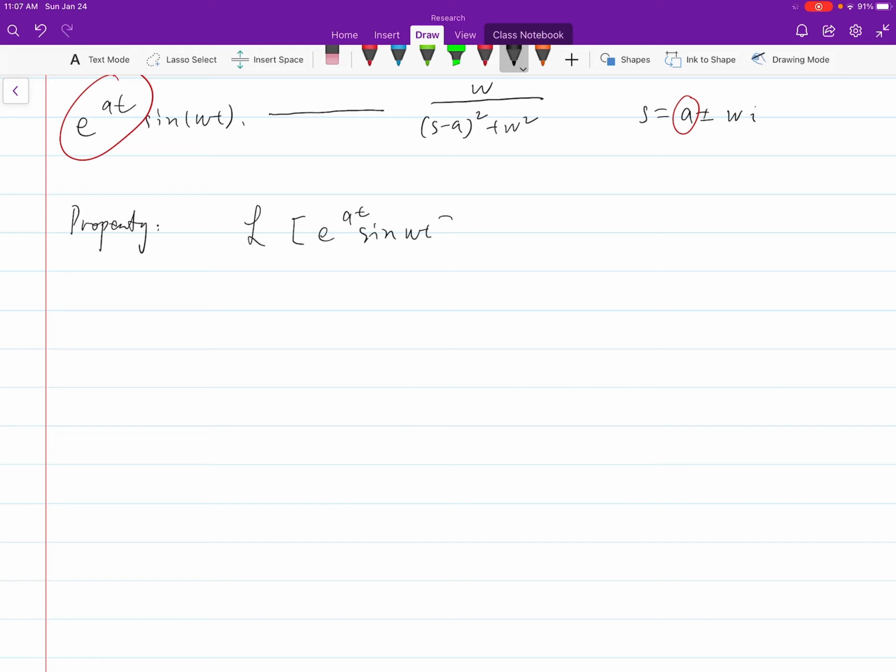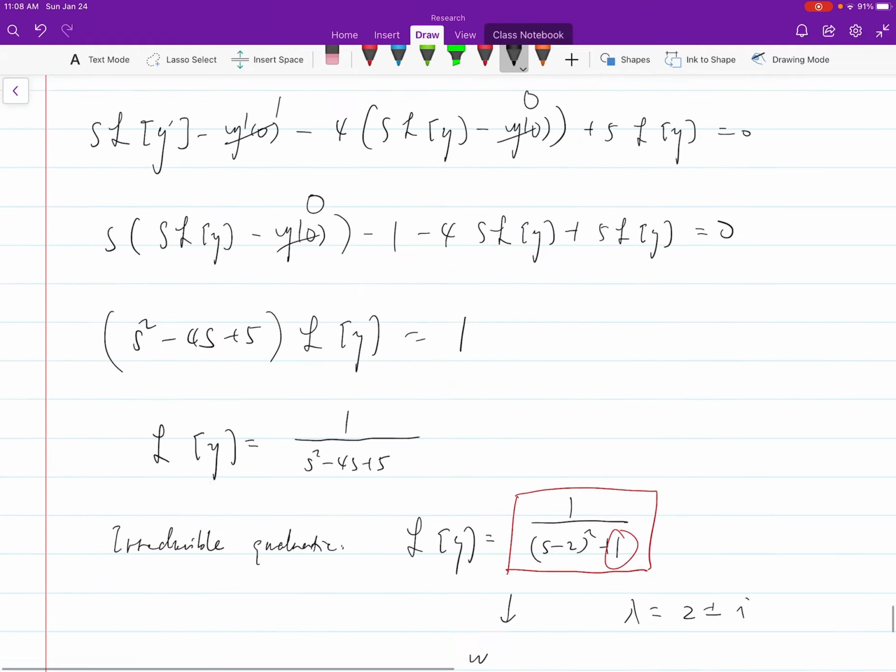So then, property or fact, whatever, we probably want to show that if we add e to the at here, we are going to take the sine omega t Laplace transform and shift s to s minus a. We want to show this. Okay, and it has to be true. Otherwise, either the Laplace transform fails or everything we had done before about how to find a solution of the underdamped harmonic oscillator is going to fail, because they have to match, right?